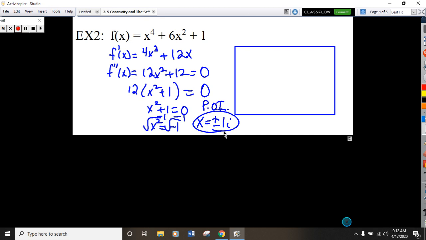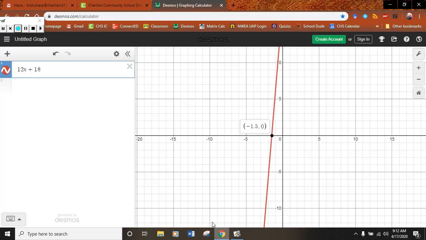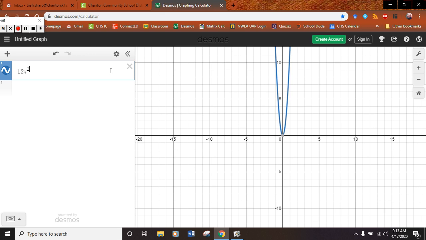Now I want to point out that sometimes when i shows up, that's going to affect our concavity a little bit, because that's not a real solution. So I don't think this graph is going to cross the x-axis because of that i. If we had a regular old number, then it would cross the x-axis somewhere. You're going to see that in our graph. So let's hop over to Desmos. Type this in. So we have 12x squared plus 12. It's off my screen a little bit, so I'm going to zoom.